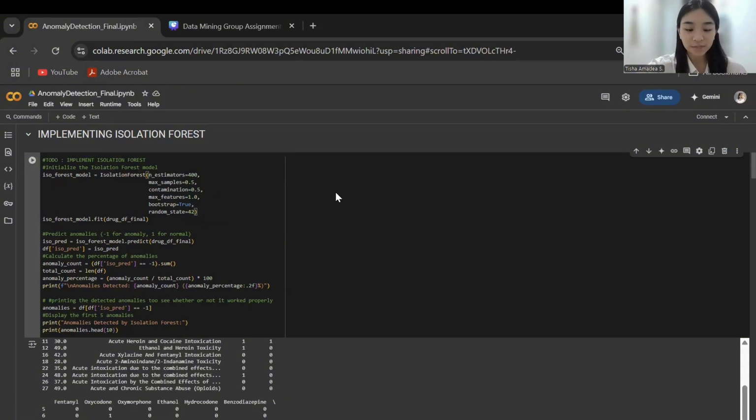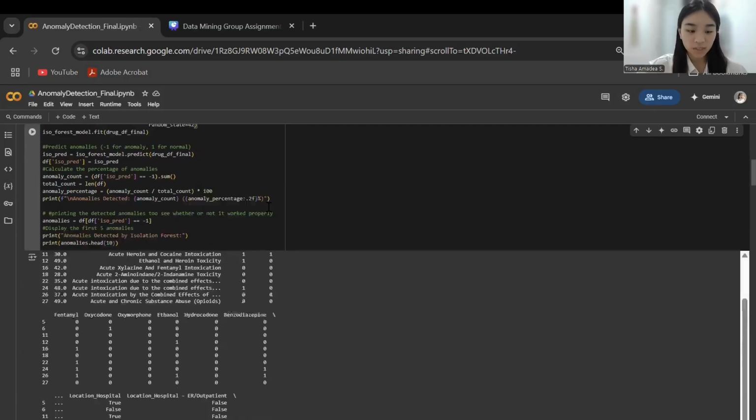The isolation forest model is initialized with the following parameters of n_estimators 400, max_samples 0.5, contamination 0.5, max_features 1.0, bootstrap true, as well as random state set to 42, which ensures reproducibility. The model is then fitted using the previously created data frame to make its predictions. Additionally, the percentage of anomalies was also calculated to see how much of the dataset was flagged as anomalies, and lastly, the results are printed.